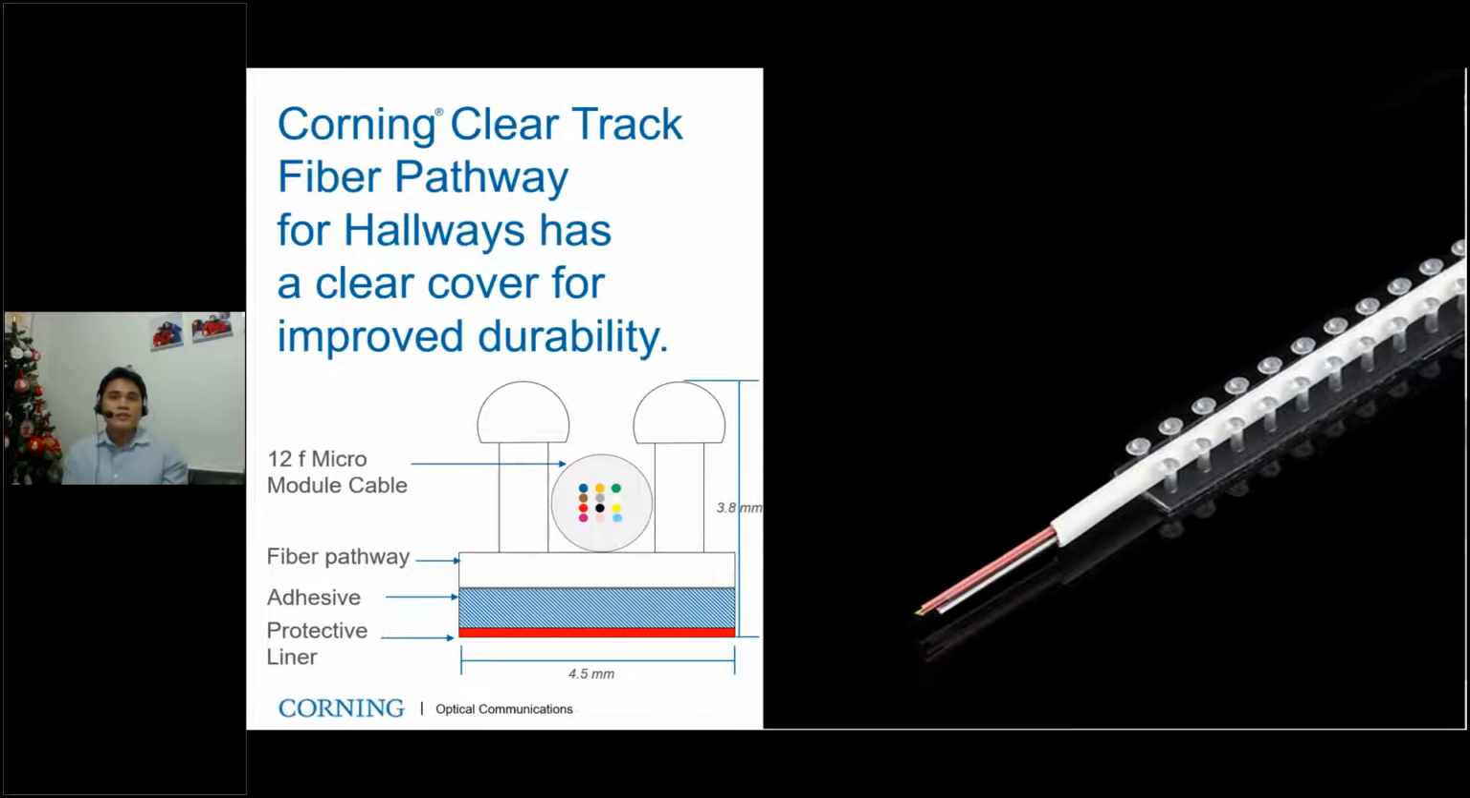The micro module is already protected by the pathway itself since it's inside. But if additional protection is needed, the solution has an optional accessory called the clear cover. Although ClearTrack fiber pathway hallway is handling a 12-fiber micro module, look at its small dimension. It is only about 3.8 mm by 4.5 mm.